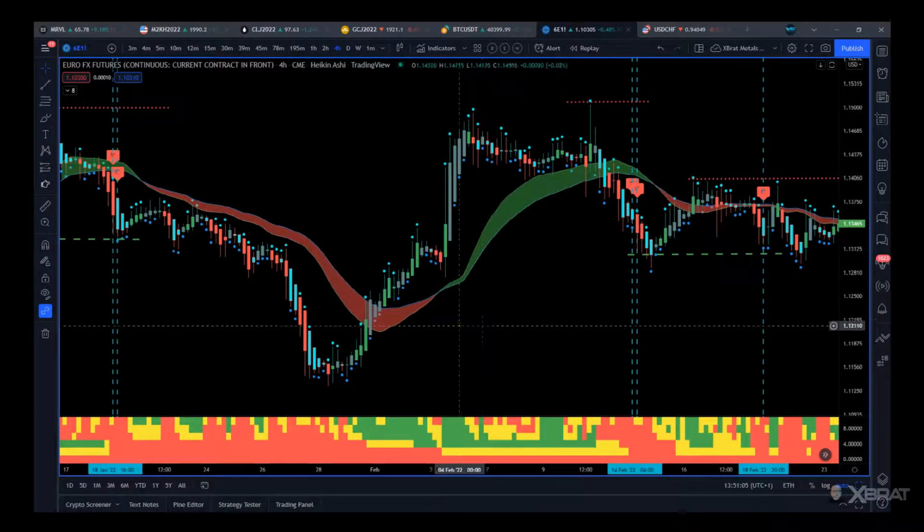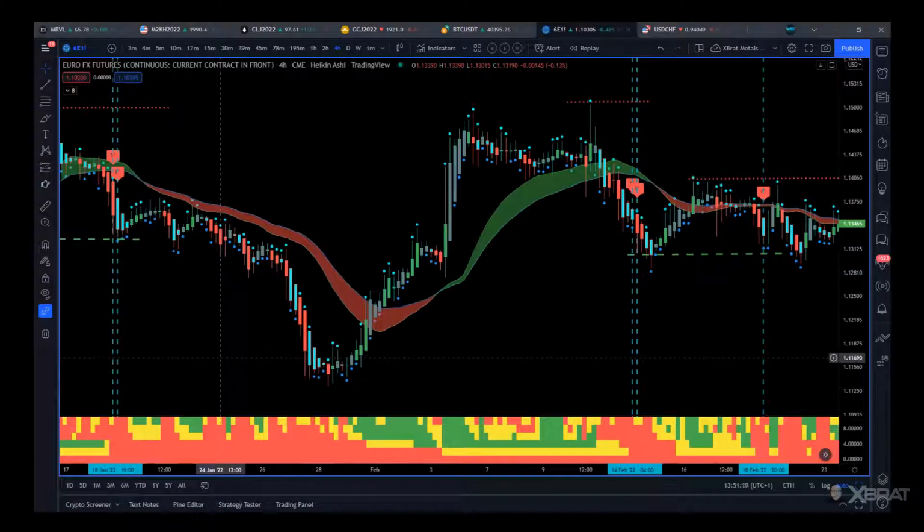Hi, this is Paul from xBratTrading.com, and this is a swing trading tutorial with currency futures. We're looking at the 4-hour time frame here. I'm using the xBratAlgo and the BIAS Heatmap for the TradingView platform.